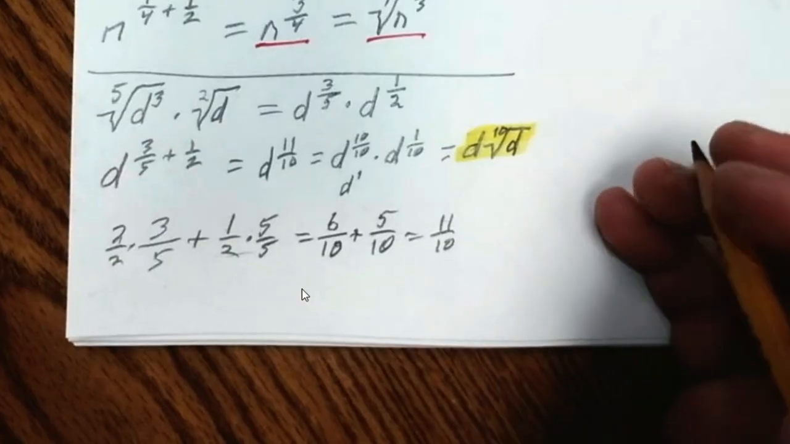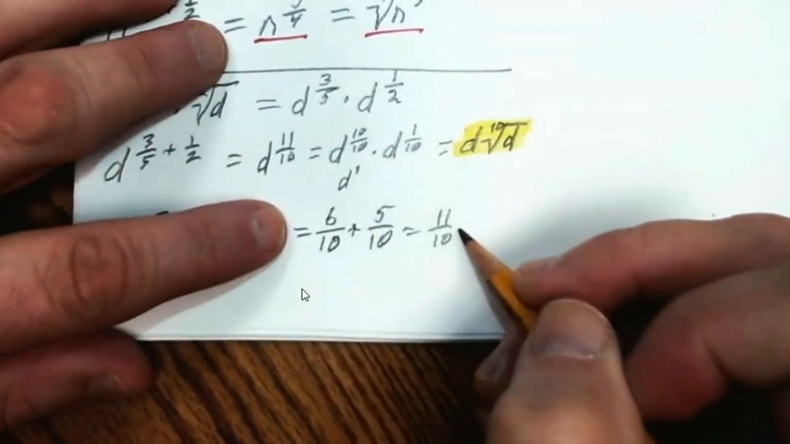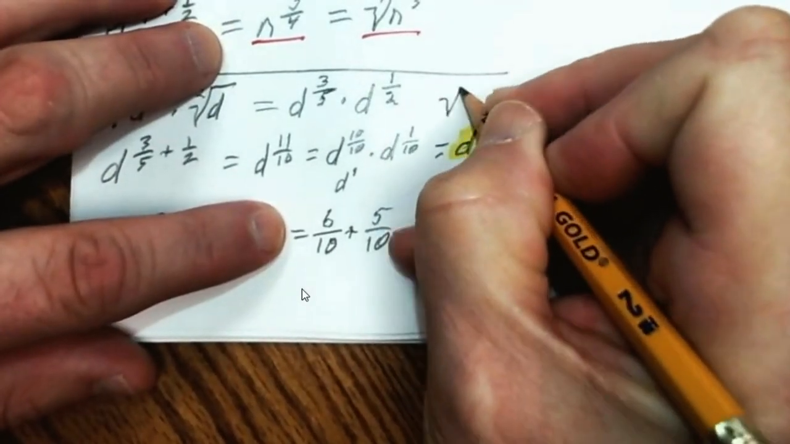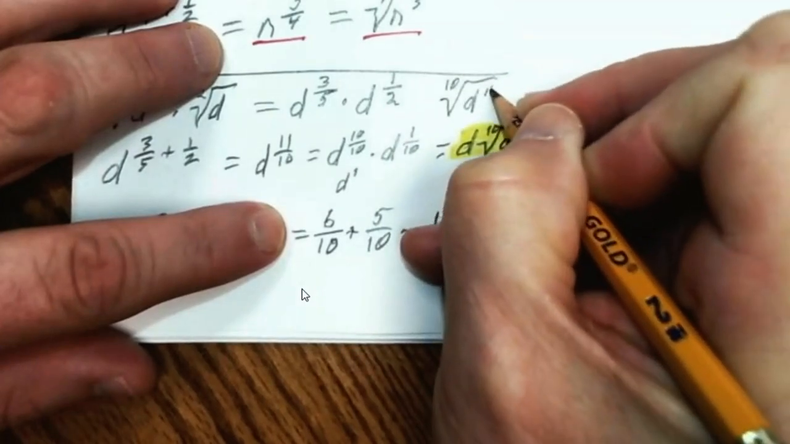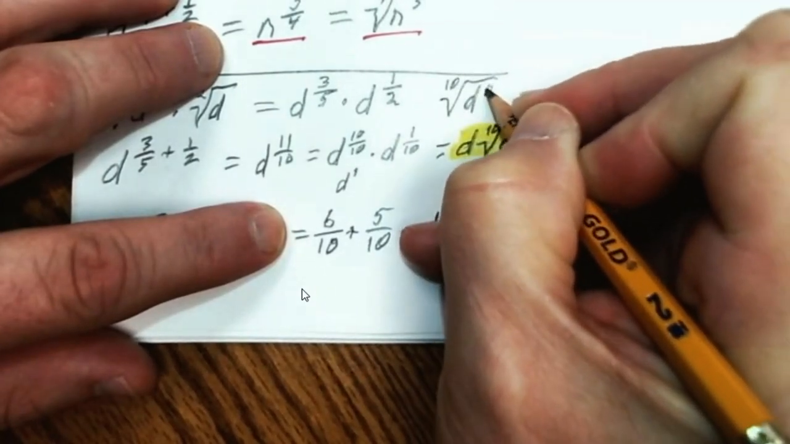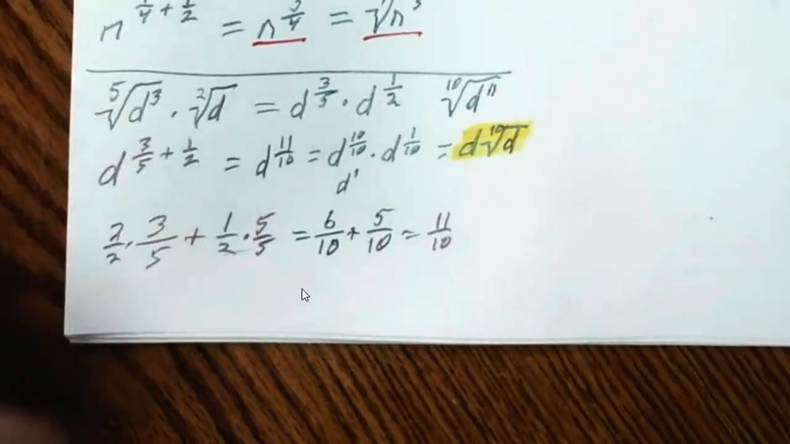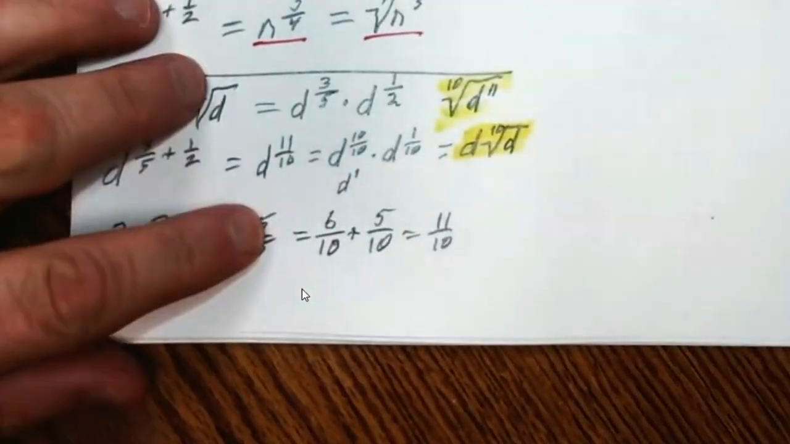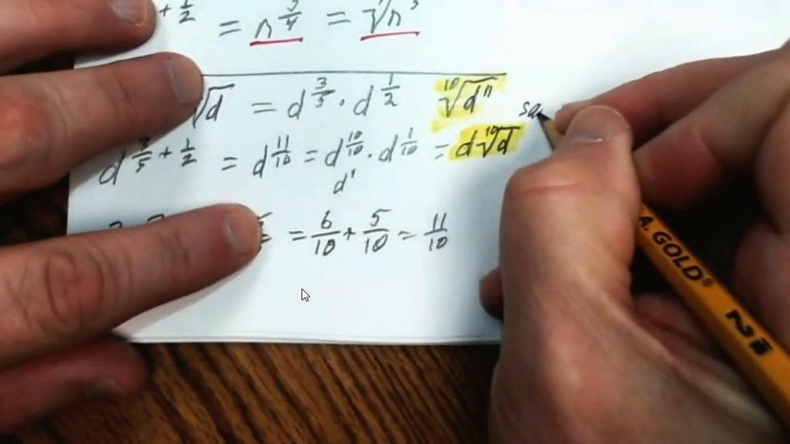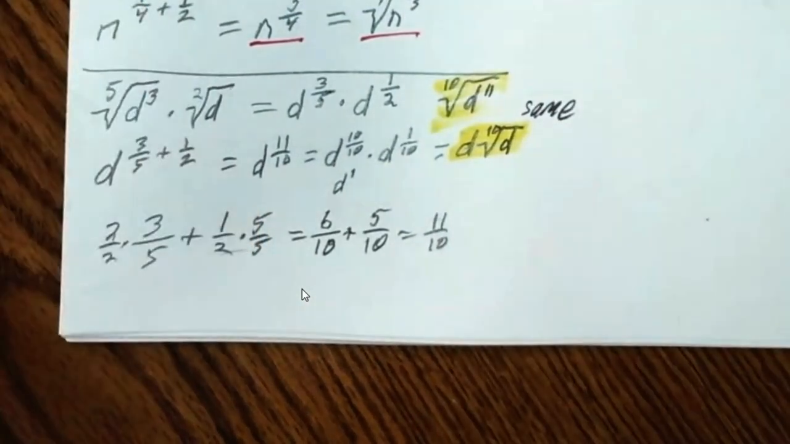We could say, okay, if this is going to be 11/10, that's the same thing as the 10th root of d to the 11. These are the same. I just simplified it a little more. Those are the same.